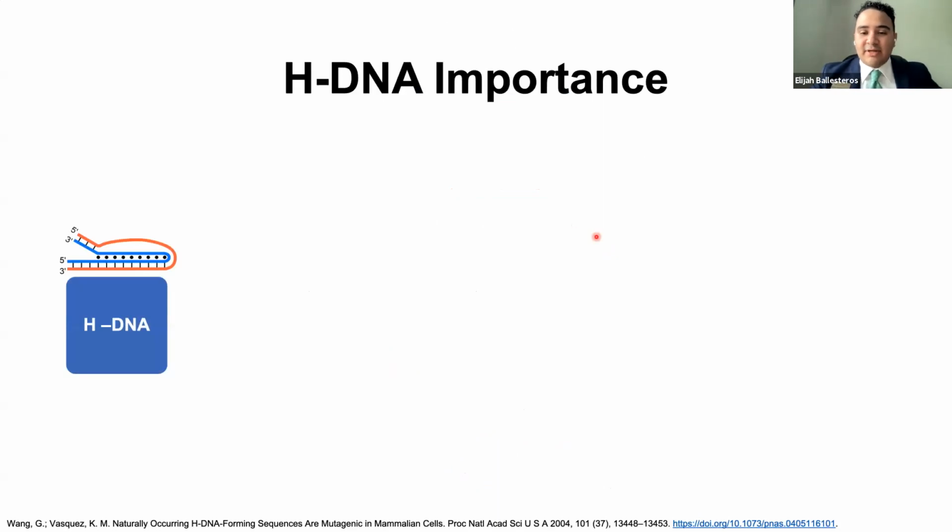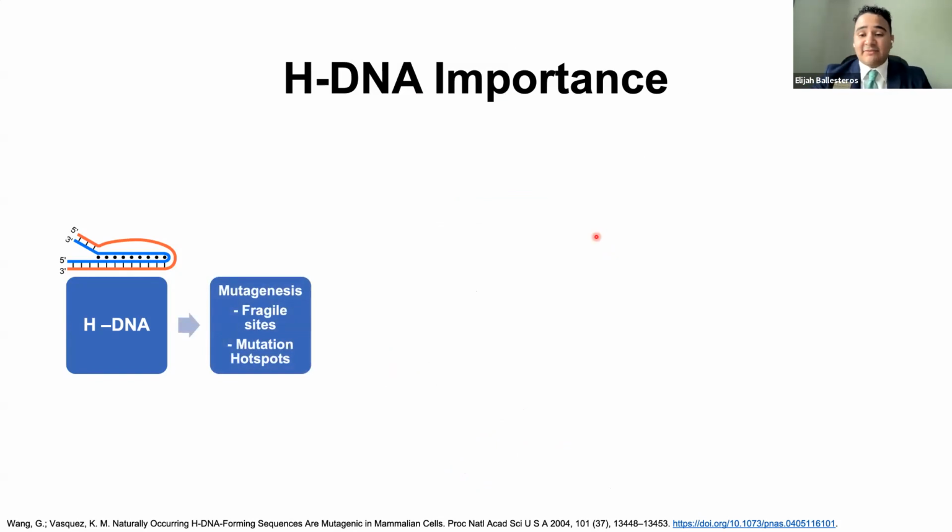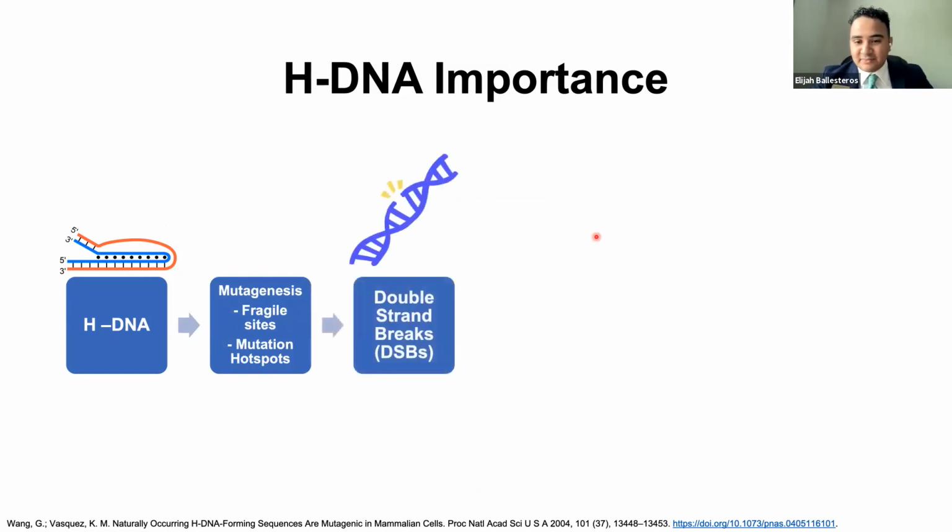So why is this important? Well, previous literature has found that hdNA is inherently mutagenic in mammalian cells and that hdNA structures induce mutagenesis. This results in fragile sites or mutation hotspots that lead to lesions and eventually double-strand breaks. This is caused by the interaction of hdNA with polymerase enzymes during DNA replication.